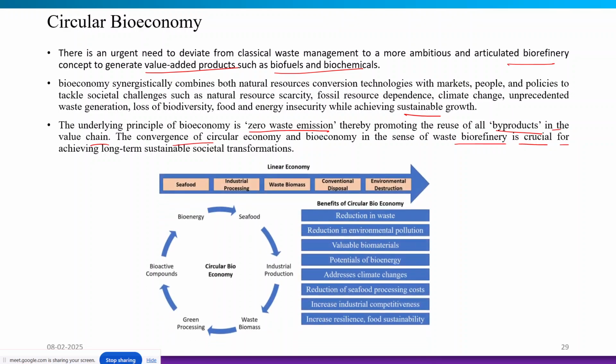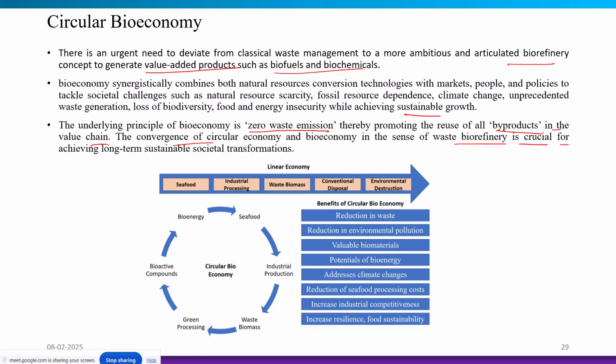So here we can see when we are considering the linear economy, it was persisting in the system before. That is, we are getting the seafood like microalgae. You are considering the seafood. Industrial processing is being done. Some waste biomass is being produced.